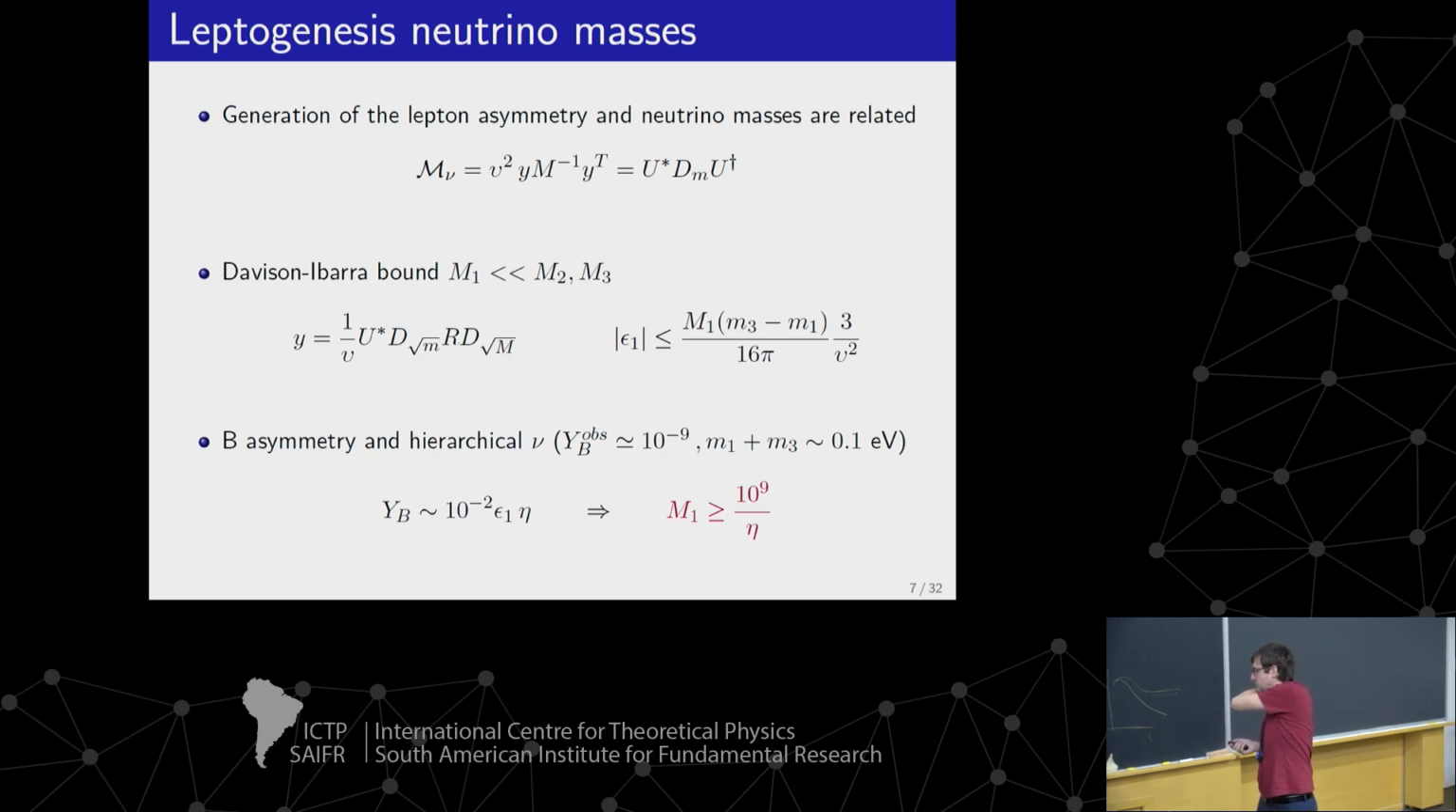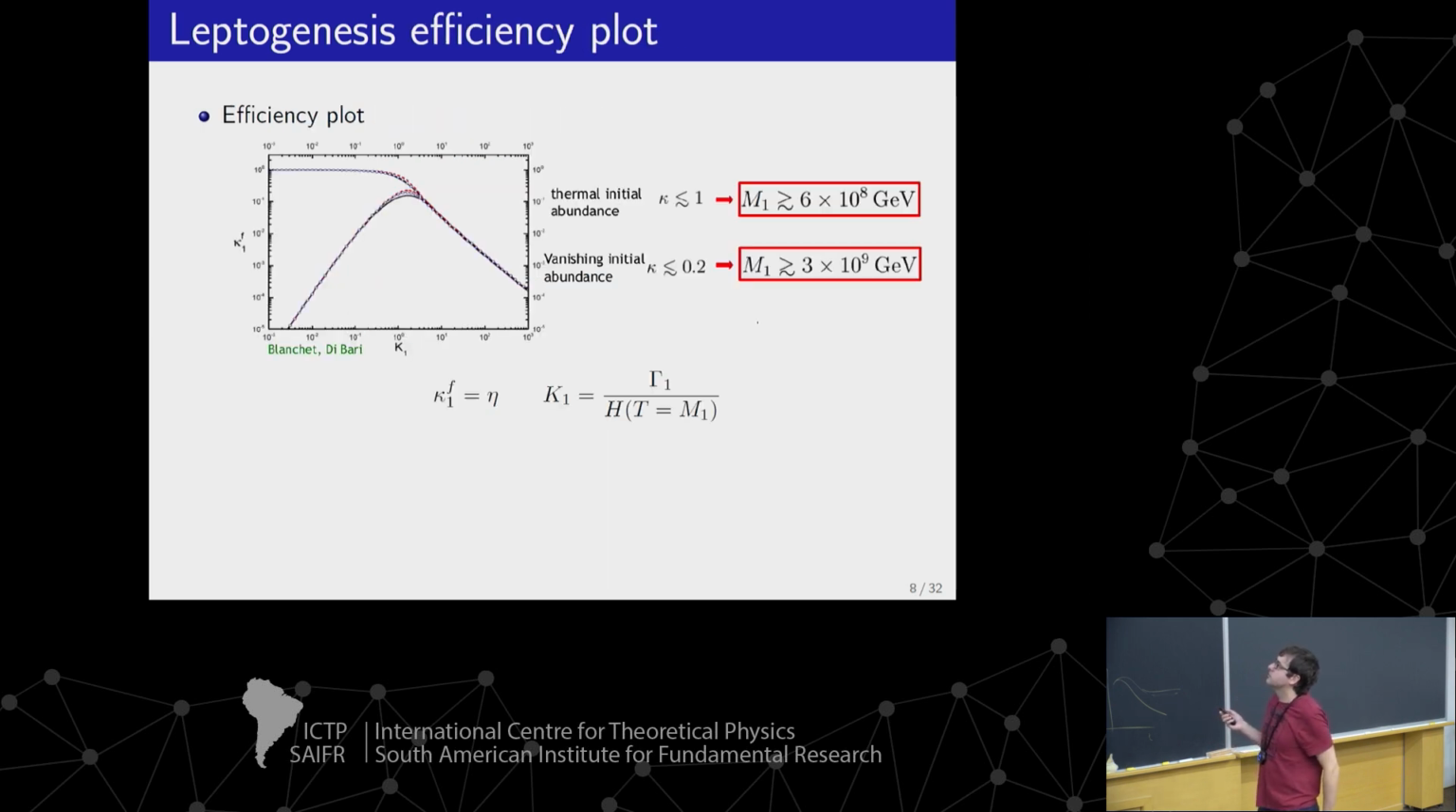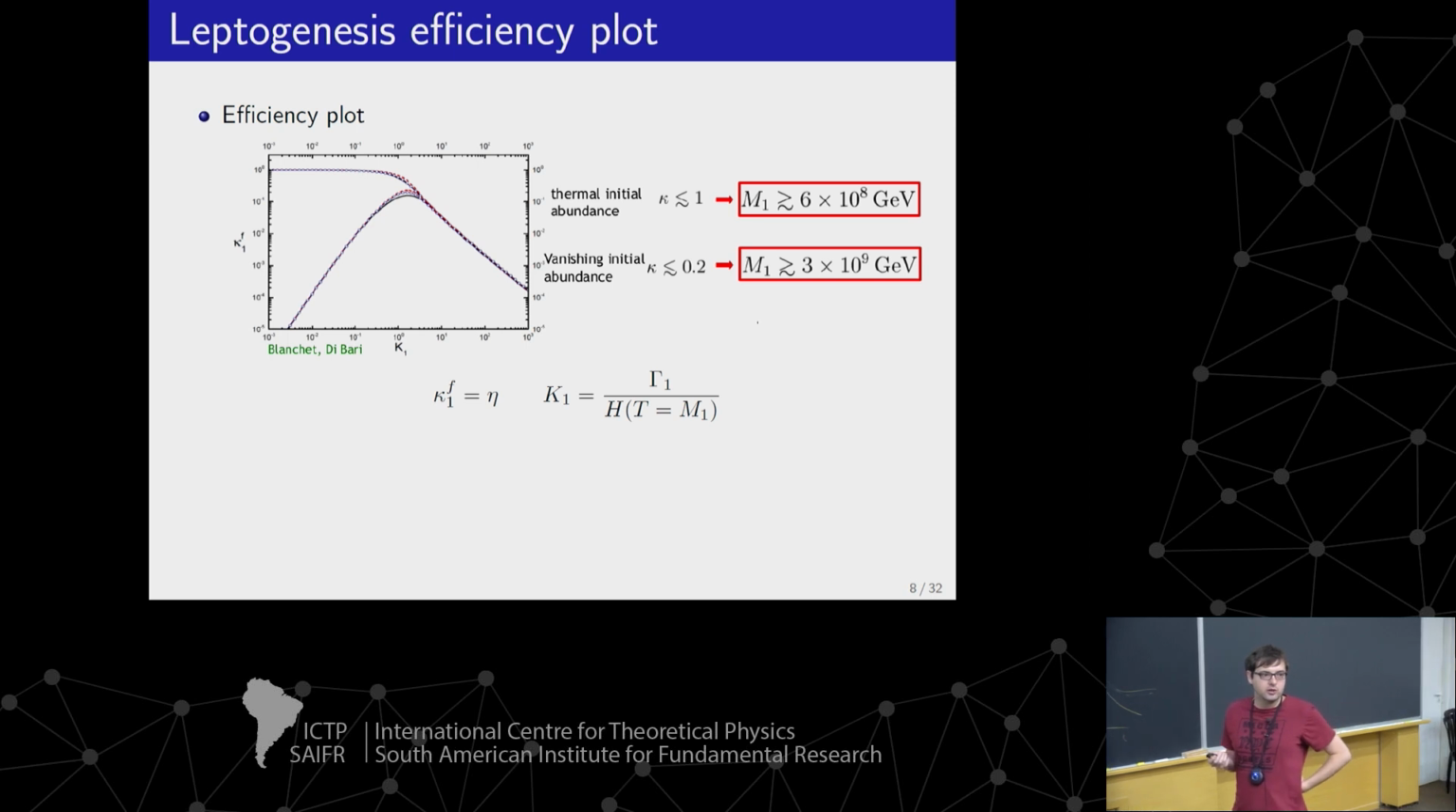Maybe you can see it here. For example, usually what you do is compare the decay rate gamma with the Hubble rate, right? This is called K1. It's also called the washout factor. So out of equilibrium, you don't want this to be bigger than one, right?